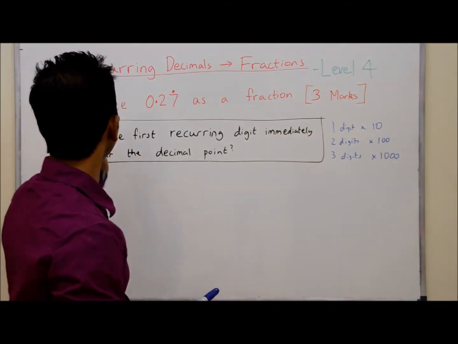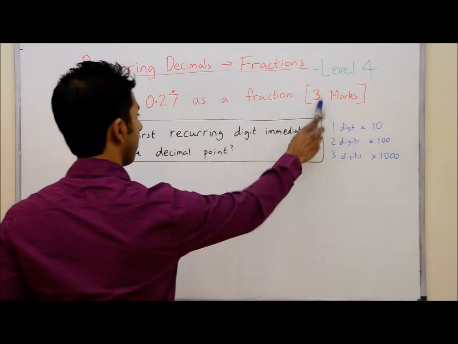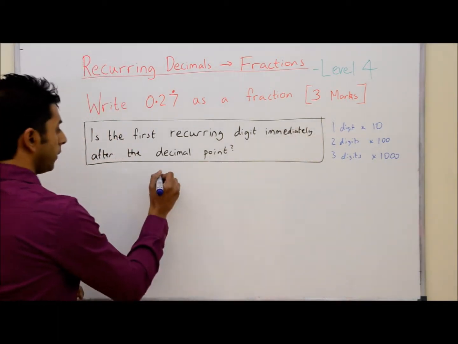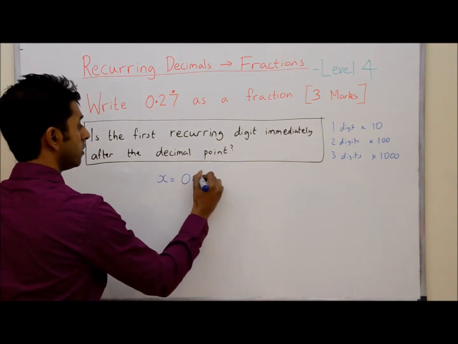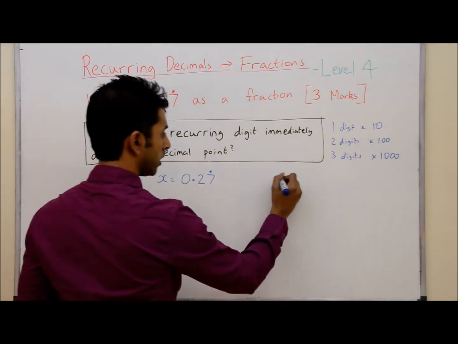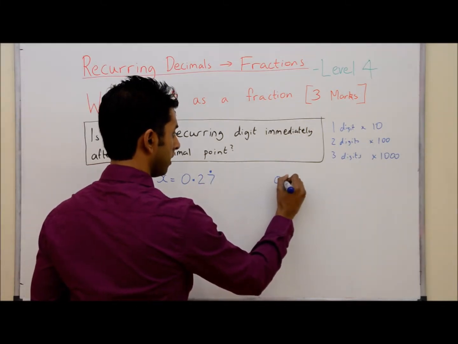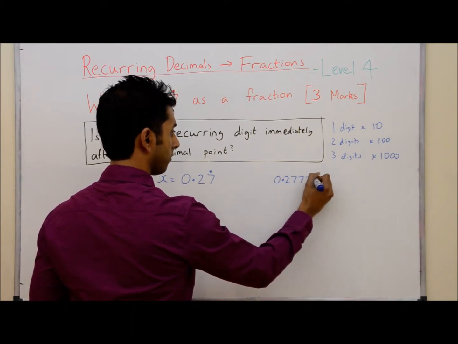So this question: write 0.27 recurring as a fraction. This time it's worth 3 marks. So the first thing we're going to do is write down x is equal to 0.27 recurring. Now, let's make sure we understand what this looks like on our calculator display. This is 0.2 and then it's the 7 that's recurring, not the 2.